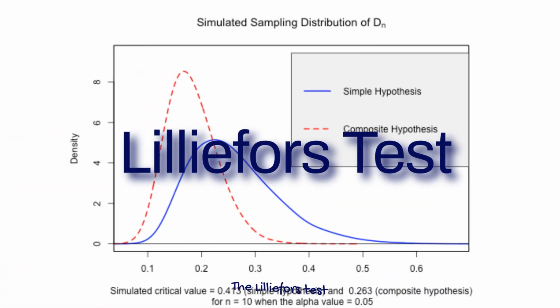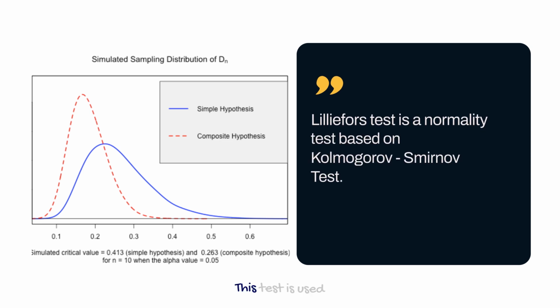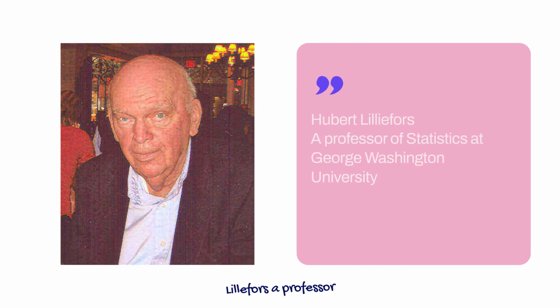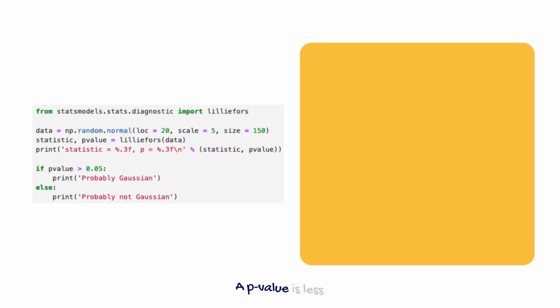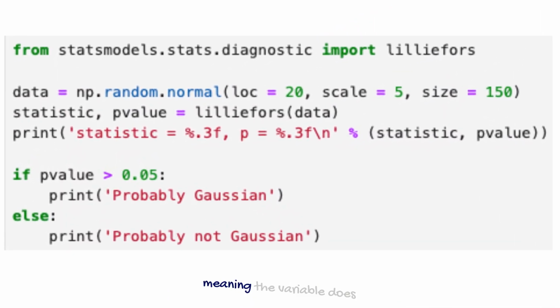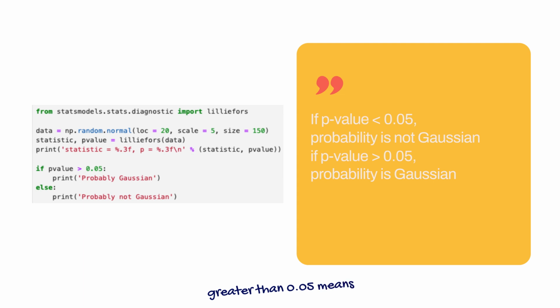The Lilliefors test is a normality test based on the Kolmogorov-Smirnov test. This test is used to check whether the data comes from a normal distribution. It is named after Hubert Lilliefors, a professor of statistics at George Washington University. A p-value less than or equal to 0.05 leads us to reject the null hypothesis, meaning the variable does not follow a normal distribution. A p-value greater than 0.05 means we cannot reject the null hypothesis, implying the variable may follow a normal distribution.